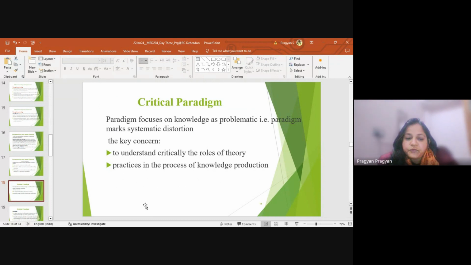So still our focus is not lost from knowledge production. We are considering it as a process of knowledge production, but actually we are trying to develop an alternative dimension of understanding by critically analyzing that particular theory.